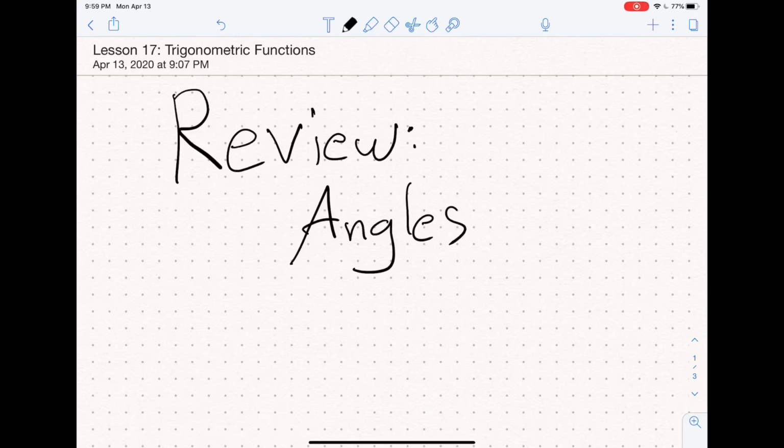Hi everybody, welcome back. Today we're starting a new topic, which is trigonometry and the trigonometric functions. Those are the functions sine, cosine, and tangent.